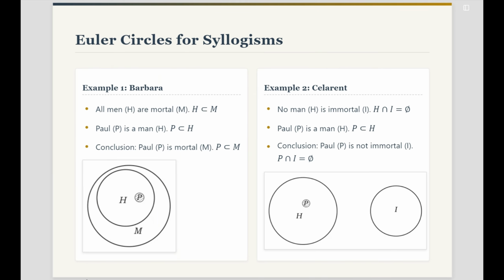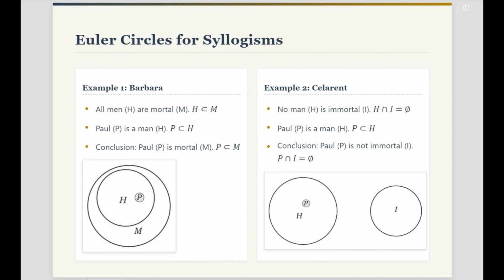Euler had a brilliant visual trick for understanding syllogisms using circles. Each circle represents a term's extension. Containment means one circle is inside another. Look at the first example. All men are mortal: H inside M. Paul is a man: P inside H. Just by looking at the diagram you see P is inside M. Conclusion: Paul is mortal. Simple.